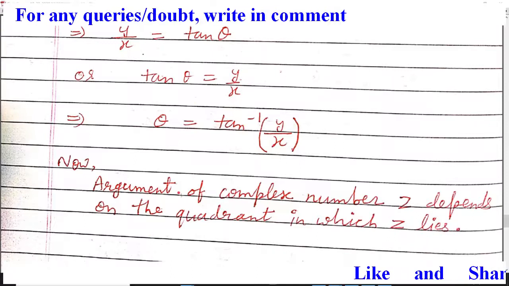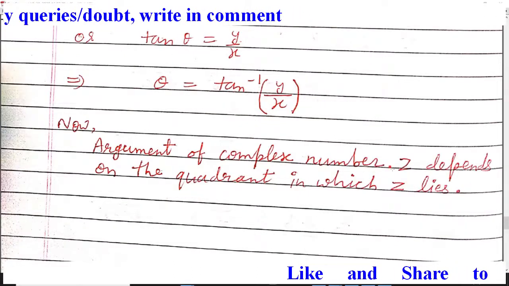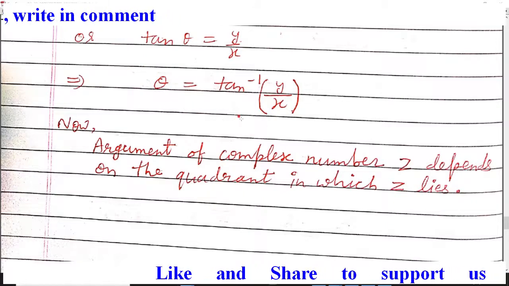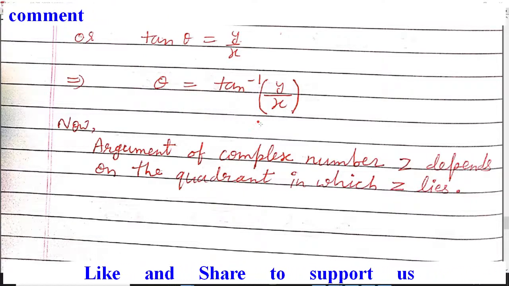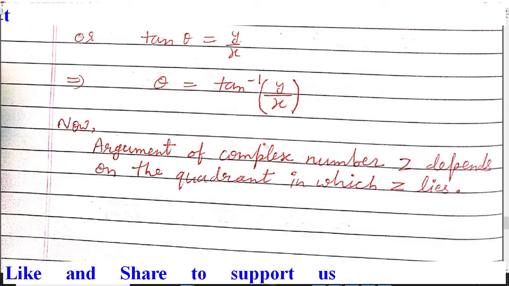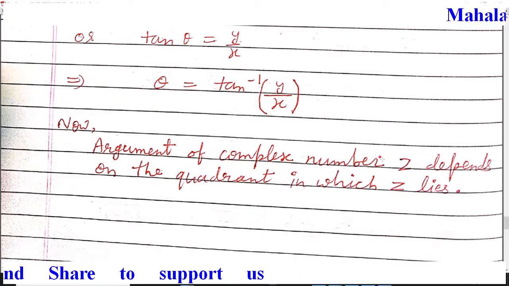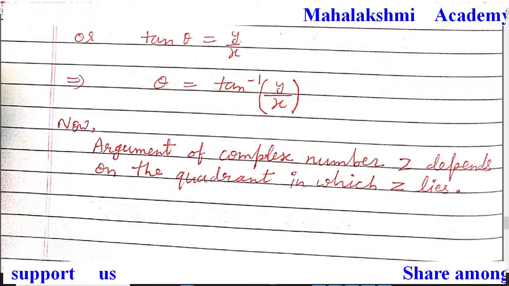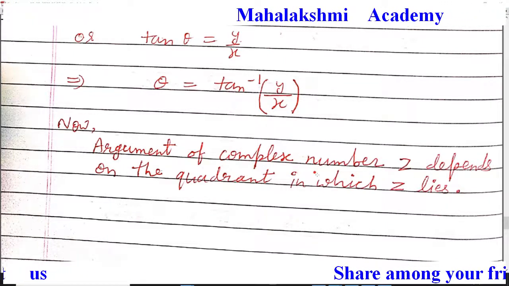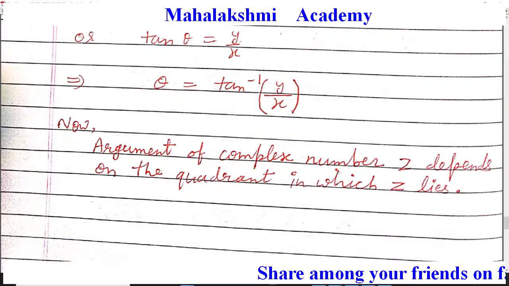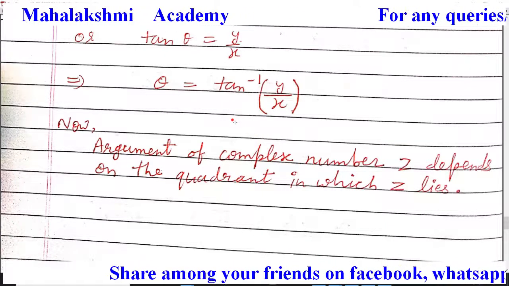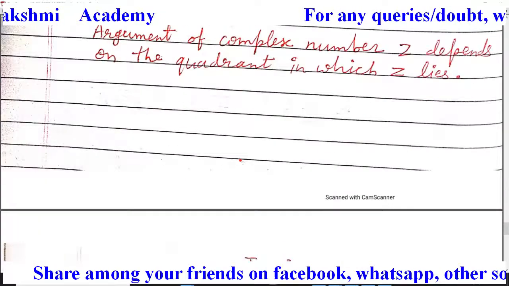Now the argument of a complex number z depends on the quadrant in which z lies. So this formula is not sufficient. It will also change according to the place where z belongs on the Argand plane. First of all, we have to decide in which quadrant the complex number belongs, and according to that it is going to change. How, we'll understand in the next part.